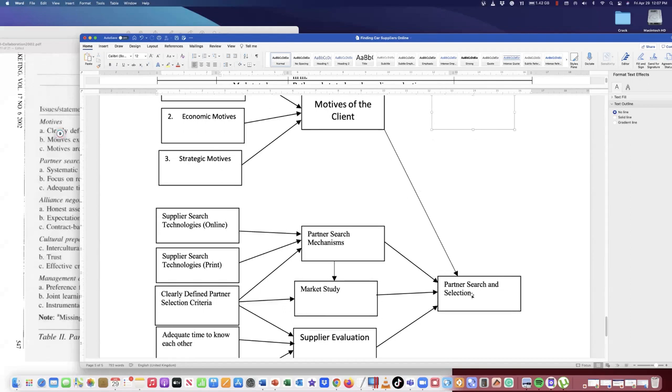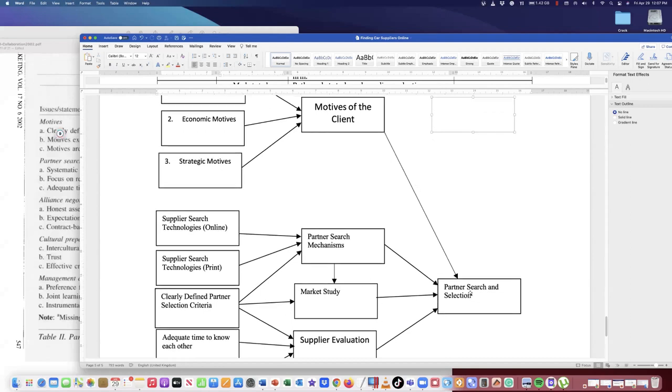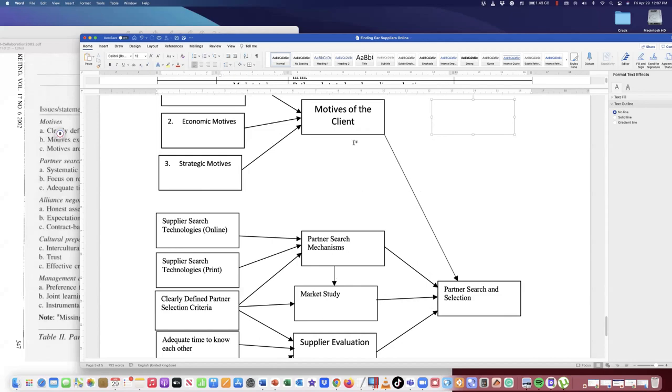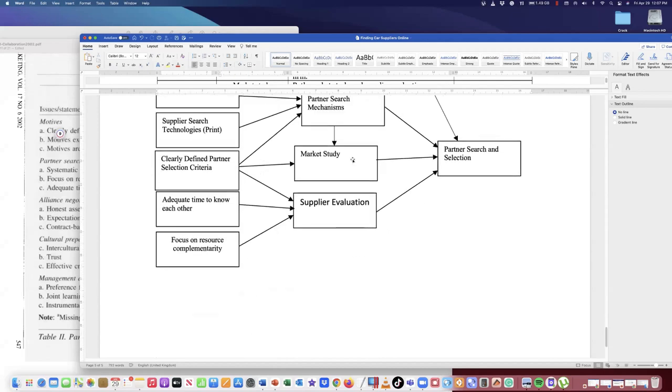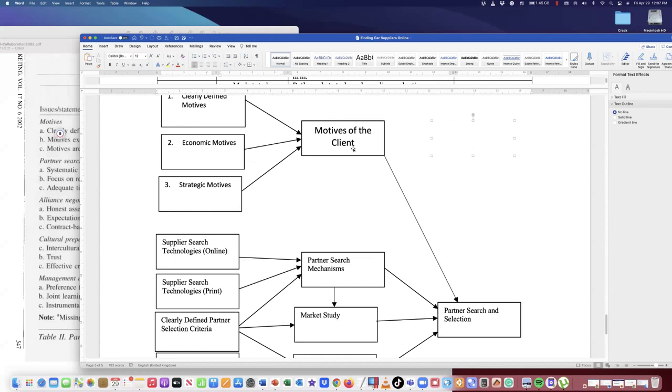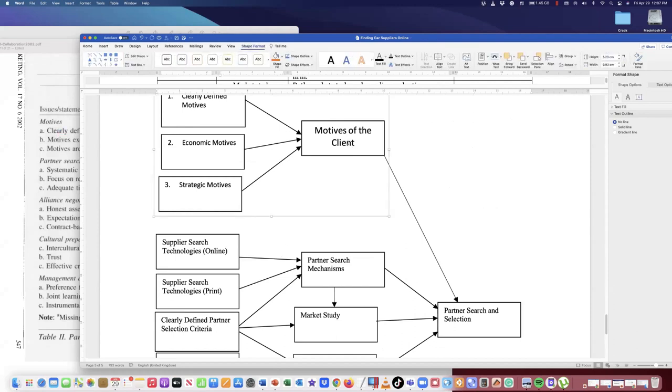Okay. So, as a result of choosing a partner online, it is now a value of. For now, there are other things we could have found, but for now, the motives of the client, I want to use the word client. You are the one searching for a car supplier online. So you are the buyer. Good. You are the buyer, or you are the owner, manager, or whatever.